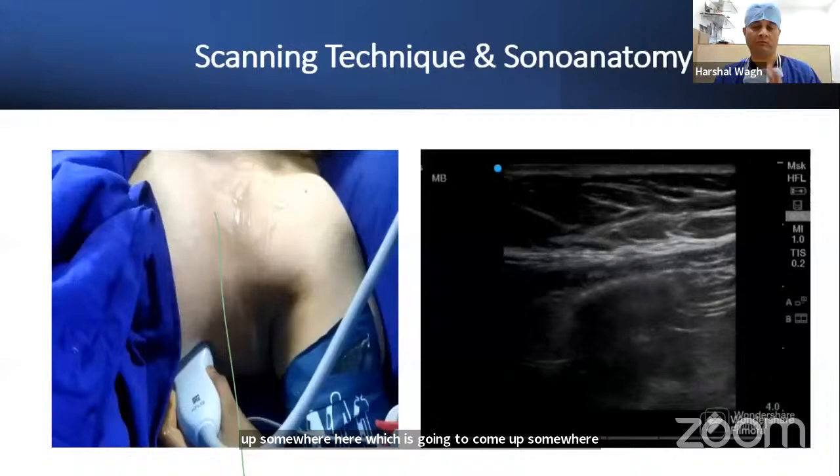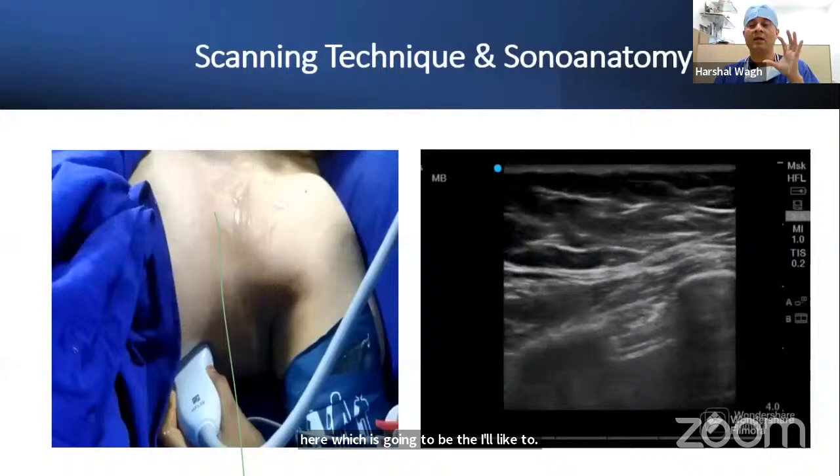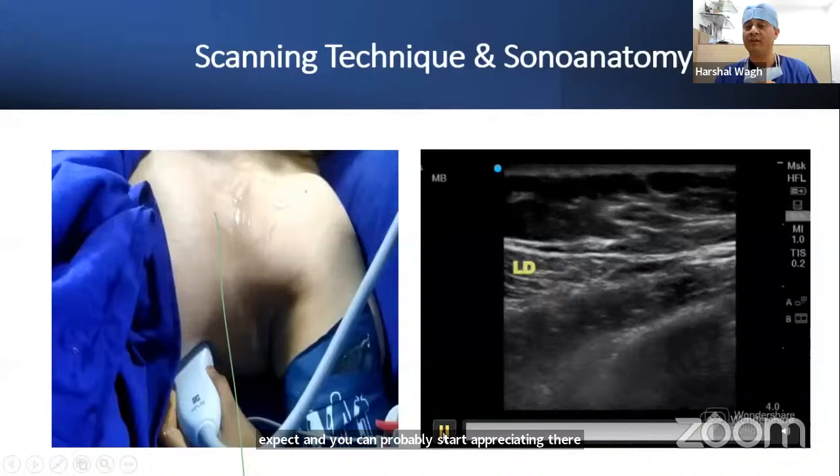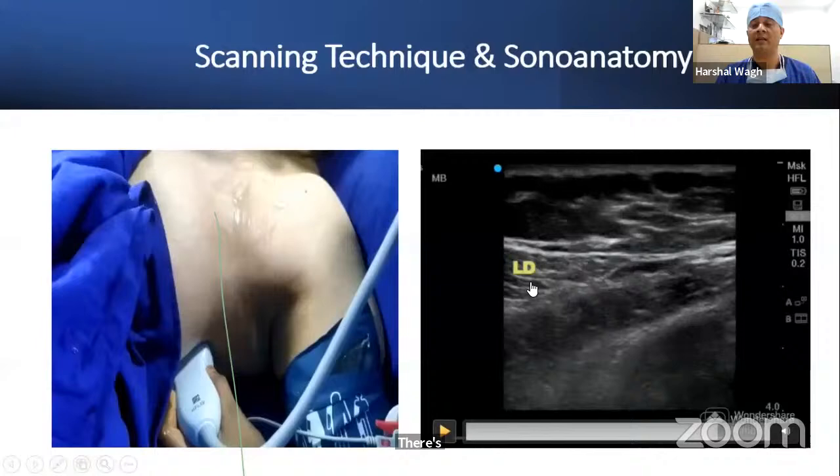Once you know what the sonoanatomy looks like, once you know what the anatomy is, you know what to expect, and you can start appreciating that there are two different muscles which look different. This is the rib, this is the serratus anterior, and the latissimus dorsi has already appeared here. So you know that if you're going to do a superficial serratus plane block, you put it in the plane between the LD and the serratus. If it is going to be deep, you're going to hit this rib and elevate the serratus off the periosteum of the rib.